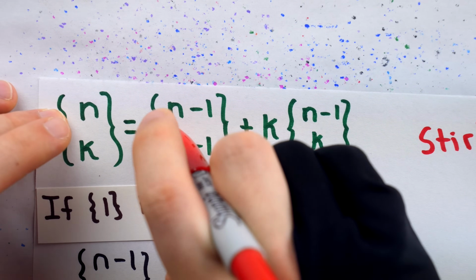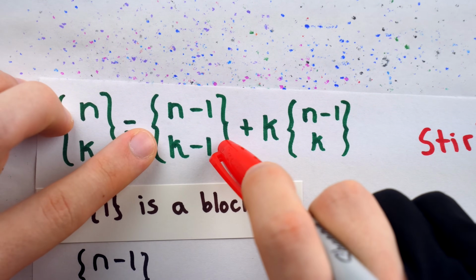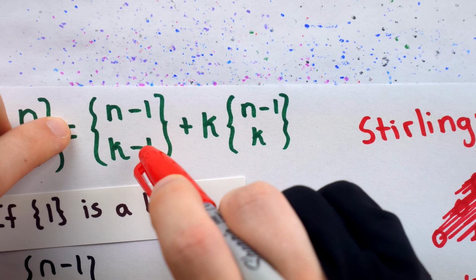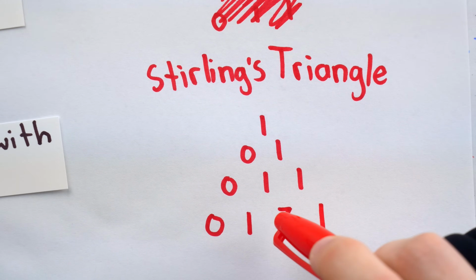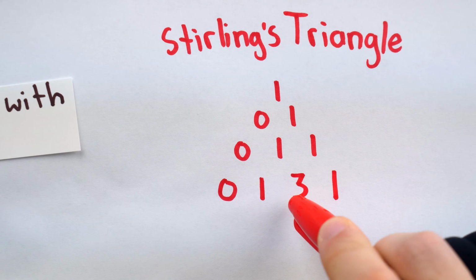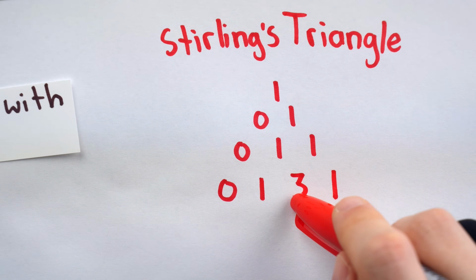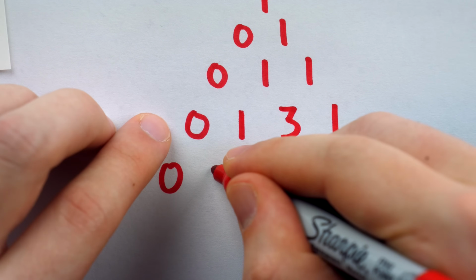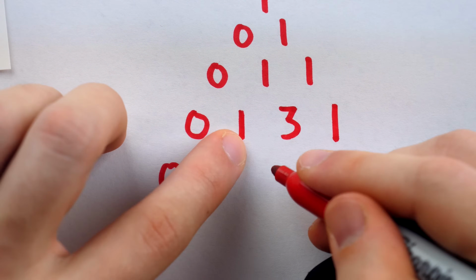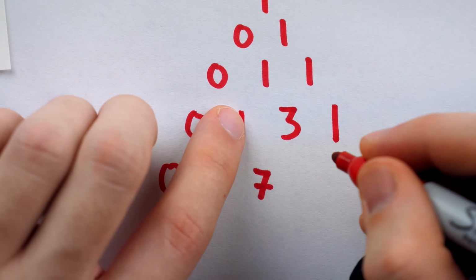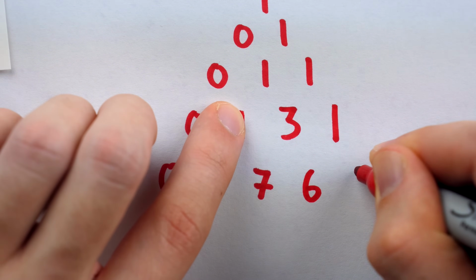You can see how the recurrence relation describes this. This is the above number to the left, and then this is the above number to the right, except multiplied by k. So 1 plus 2 gives us that 3. Let's do one more row. It starts with 0, then 0 plus 1 times 1, which is 1, then 1 plus 2 times 3, which is 7, then 3 plus 3 times 1, which is 6, and then 1.